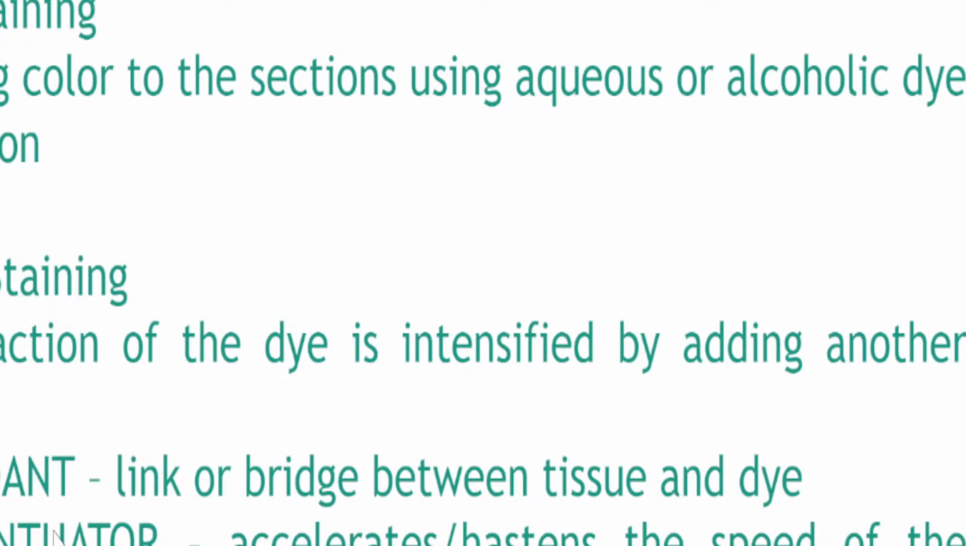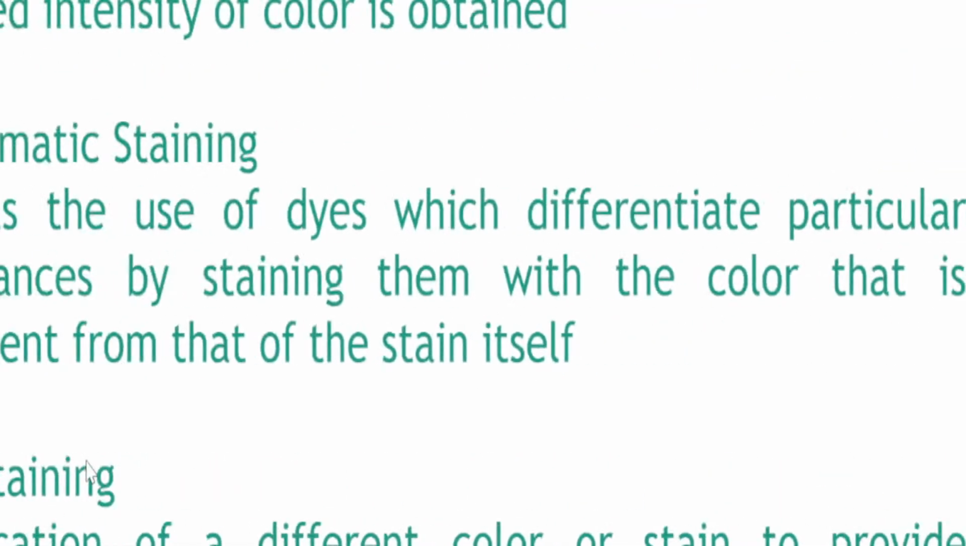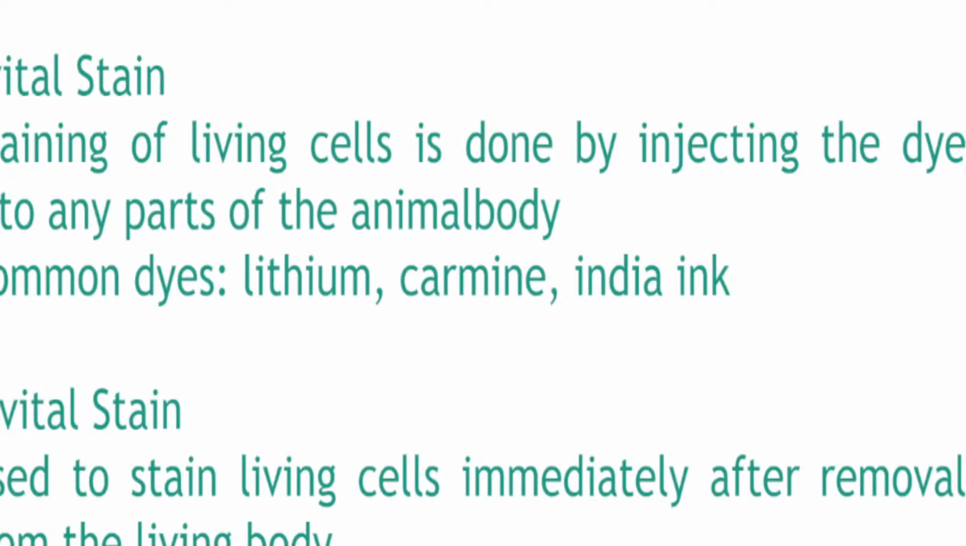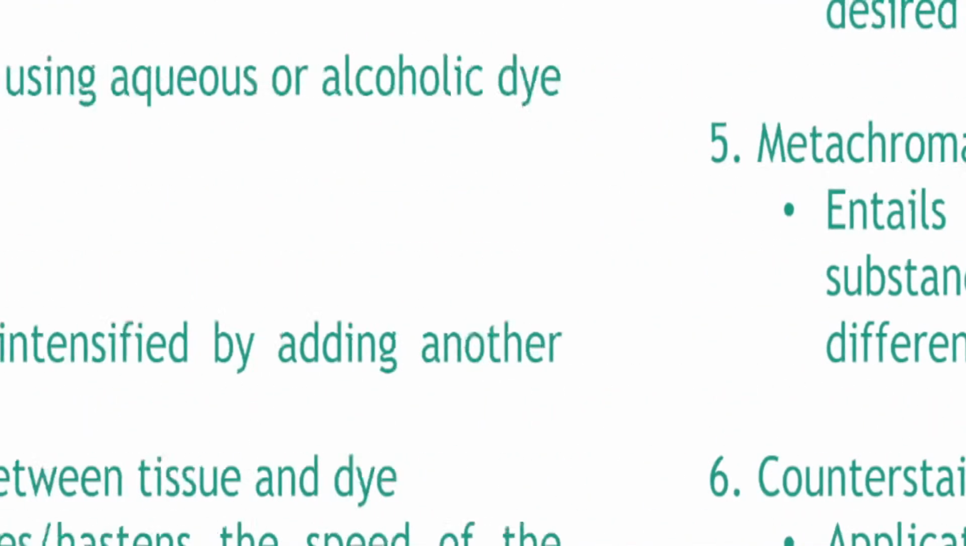All right, next. Now we have types of staining methods. We have direct staining, indirect staining, and progressive staining. Additionally, we also have other types of staining: regressive, metachromatic, counterstaining, and vital staining, and we'll discuss them one by one.